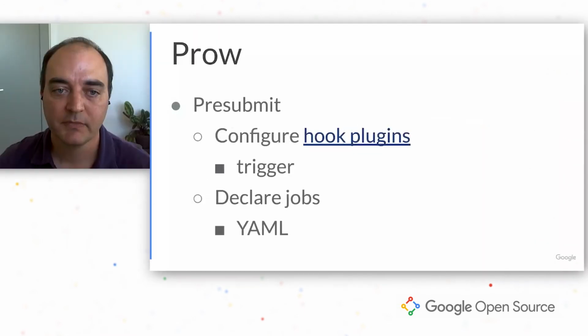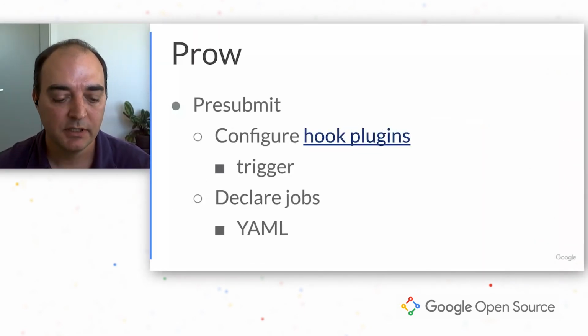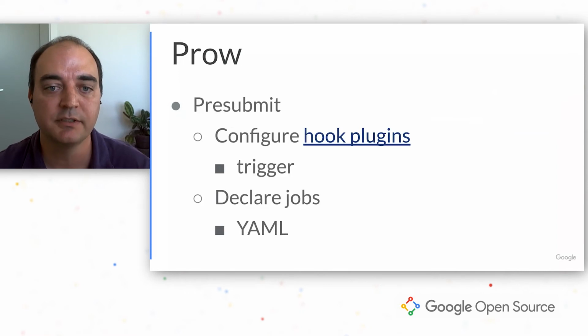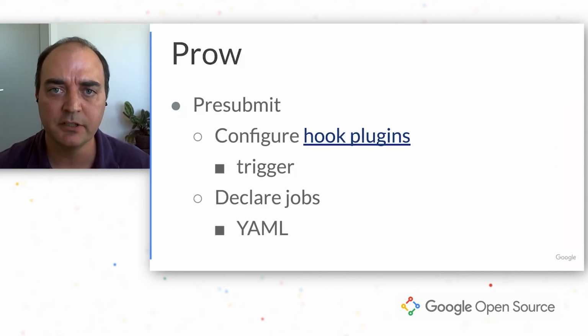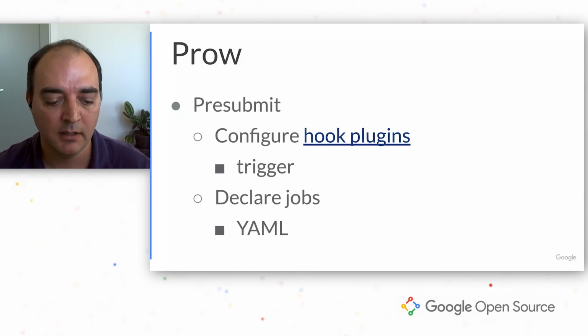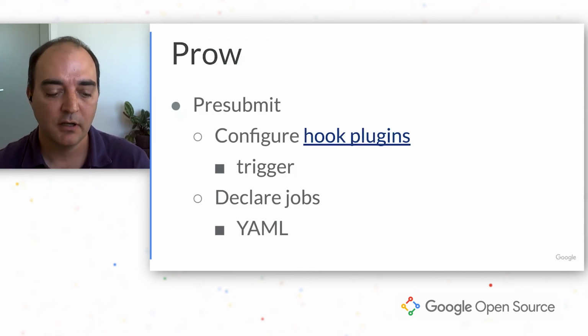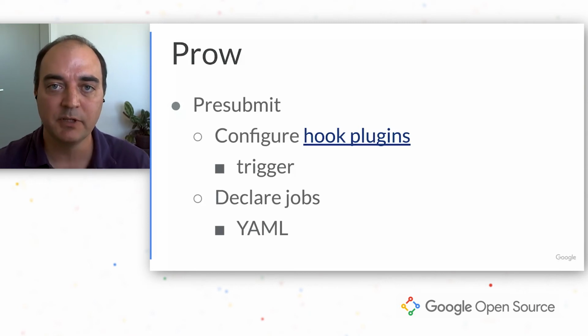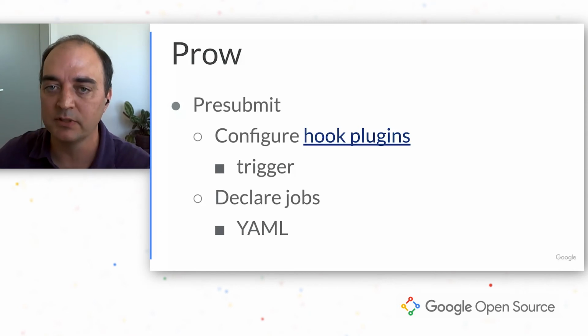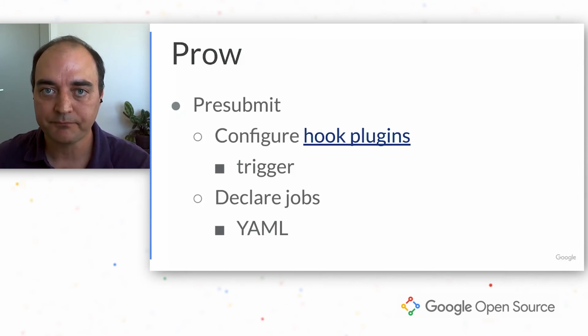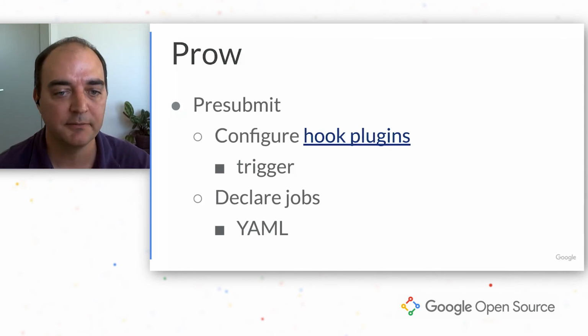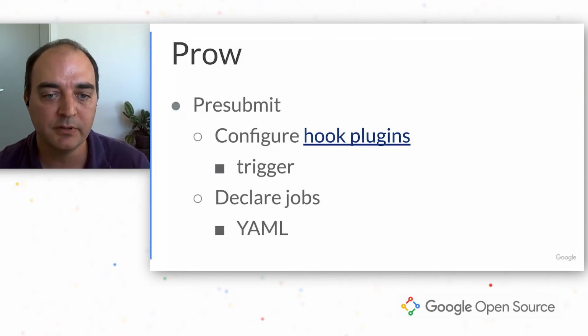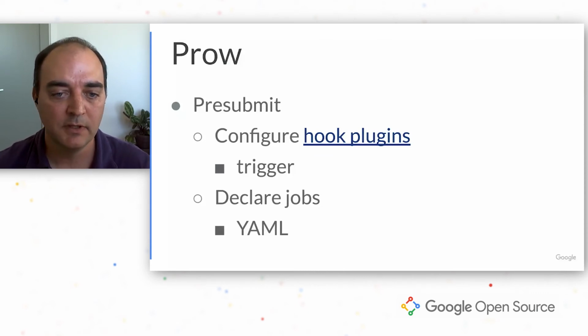So to do pre-submits with this, you're first going to need to configure the trigger plugin on Hook. Hook has a bunch of different plugins that you can look at. I encourage you to take a look at the different plugins that we already have built into Prow, or if there's some new thing that you would like to do, you can write your own plugin that satisfies that. And then once you've enabled the plugin, you declare your jobs in YAML to specify what happens.